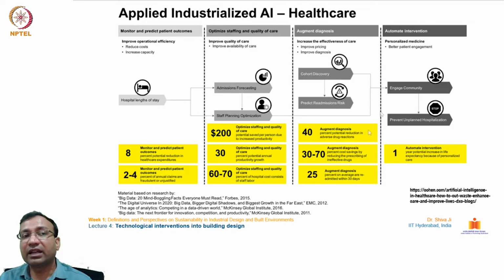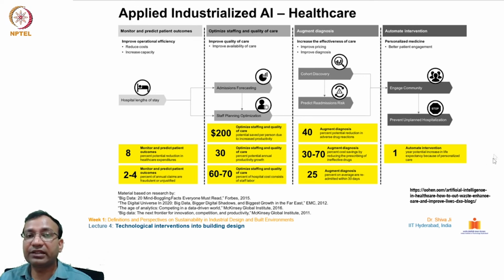So this is a help through predictive modeling, in how the hospital can plan its resources, like the availability of beds, and resources of staff, doctors and nurses and other caretaking persons, for increased efficiency. Finally, on automated intervention, in the column over here, we can see a 1 year potential increase in life expectancy because of personalized care. So this is one of the huge achievements which the medical fraternity can give to humanity right now, an increased life potential.